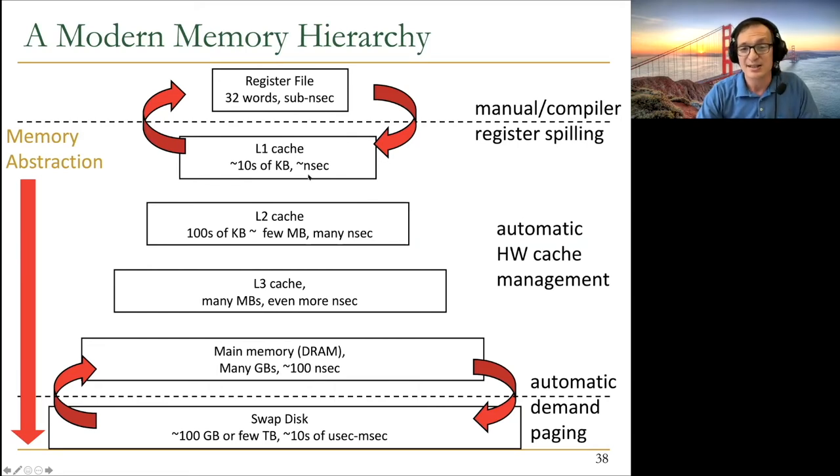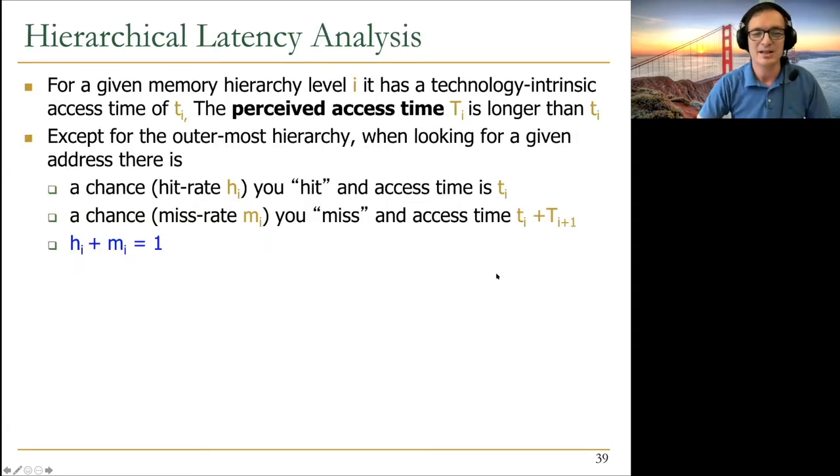But if I miss, then the latency that I see for all of those misses is the outer L2 cache's, essentially large TI, which makes sense, hopefully. But of course, there are some invariants, which is hit rate plus miss rate at a given level should be equal to one. You either hit or miss.